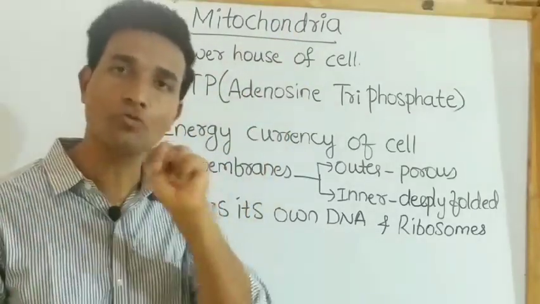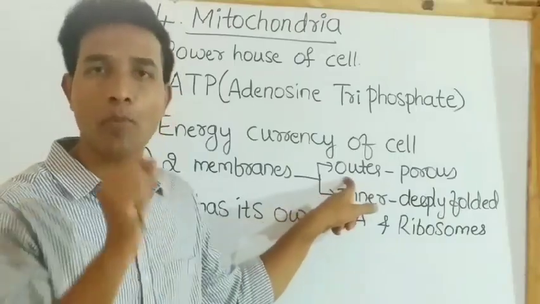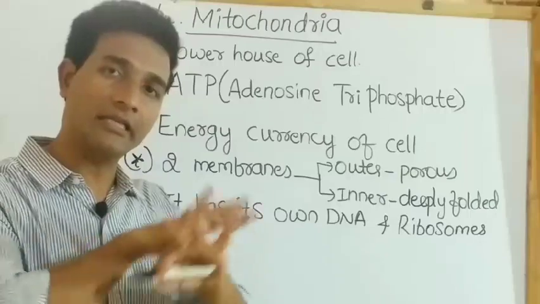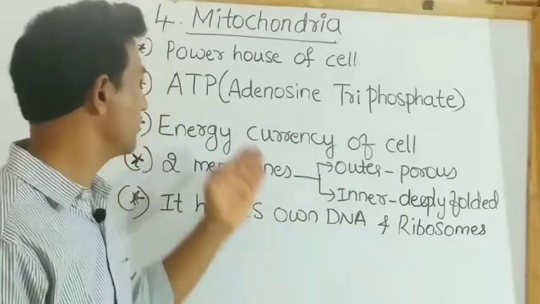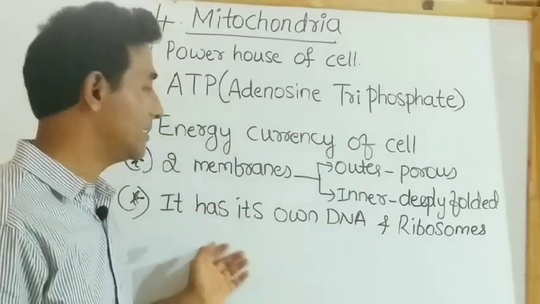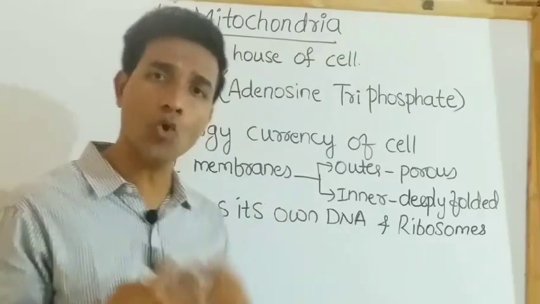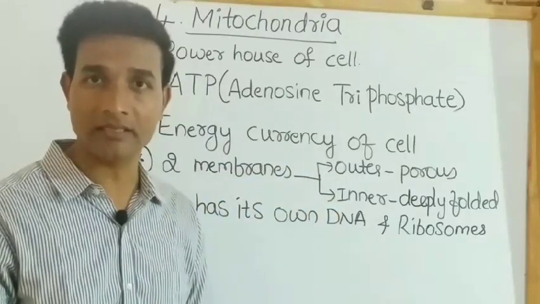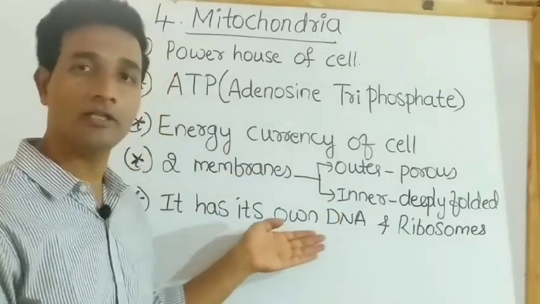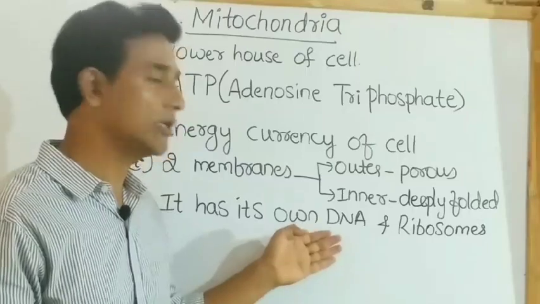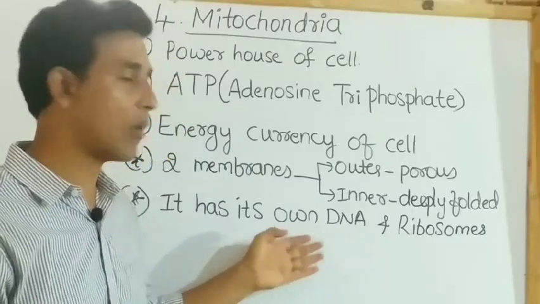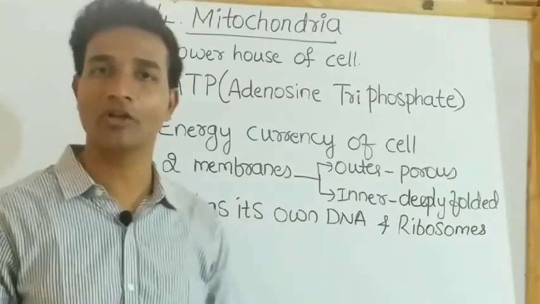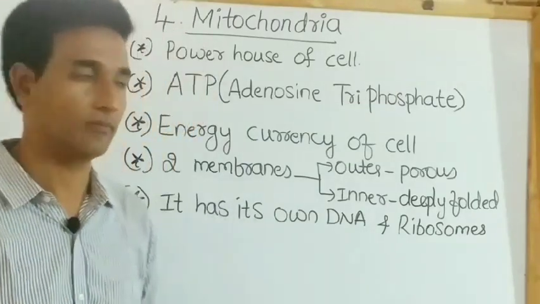Mitochondria has two membranes. The outer membrane is porous and the inner membrane is deeply folded so that it can increase the area of production for ATP. And it also has its own DNA and ribosomes, like the nucleus, so it can prepare the proteins required for the mitochondria. Thus mitochondria is commonly known as the powerhouse of the cell.